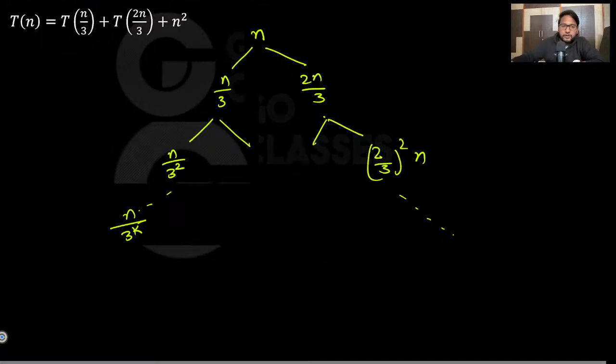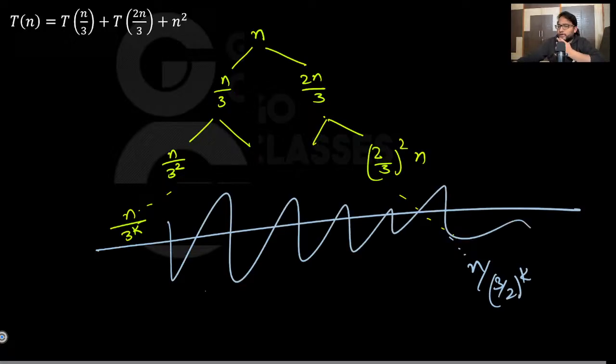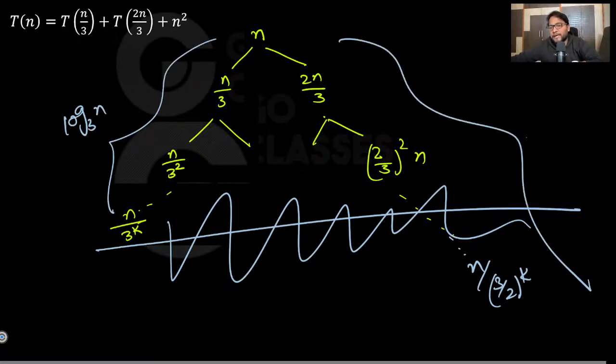It will get stopped sometime later, at n upon 3 upon 2 power k. So it is getting stopped here, and in between there are many other branches. No worries. Now how many levels do we know? Log base 3 of n and log base 3/2 of n. Now you tell me what is the work here? The work here is n square, which means for n, I am doing n square work.